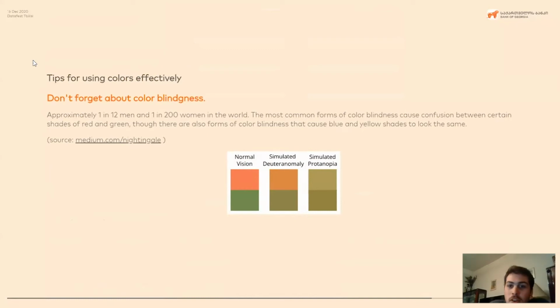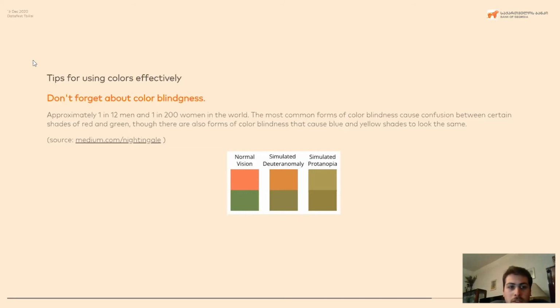There are different kinds of color blindness. The most common form causes confusion between certain shades of red and green, though there are also forms of color blindness that cause blue and yellow shades to look the same.